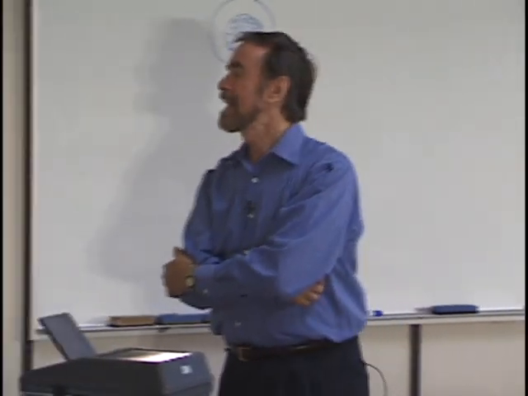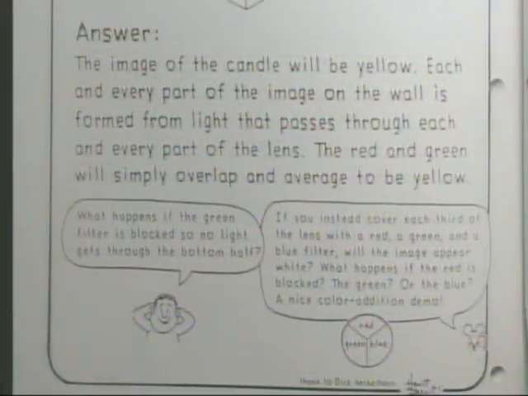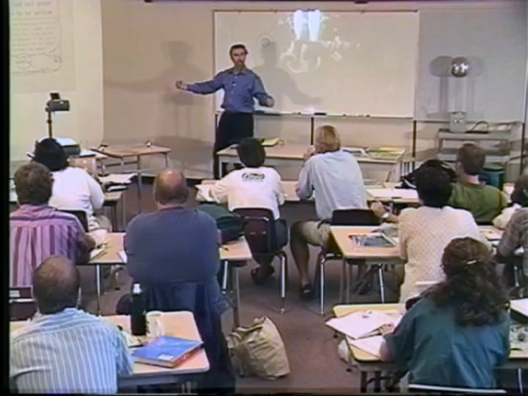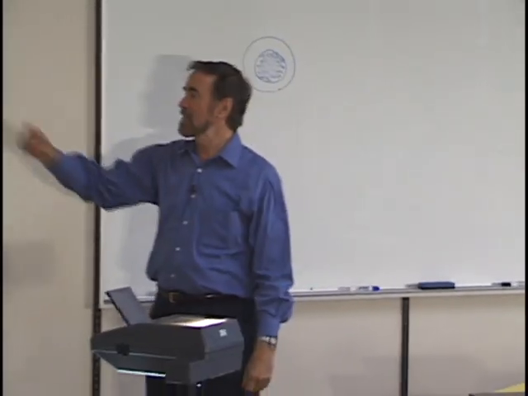Okay. And isn't this a nice one over here? If you instead cover each third with a red, green, and blue filter, will the image appear white? And the answer is, ends with a P, right? Yep. Okay. And what happens if the red is blocked?